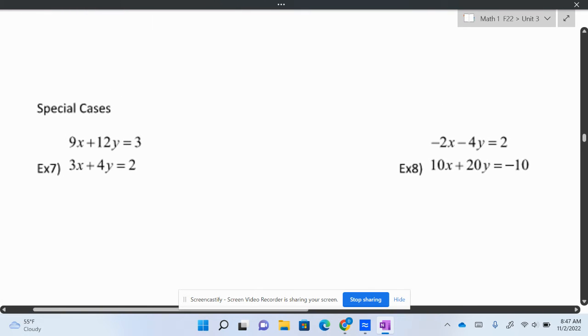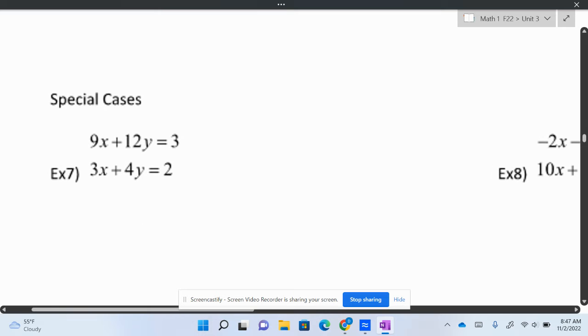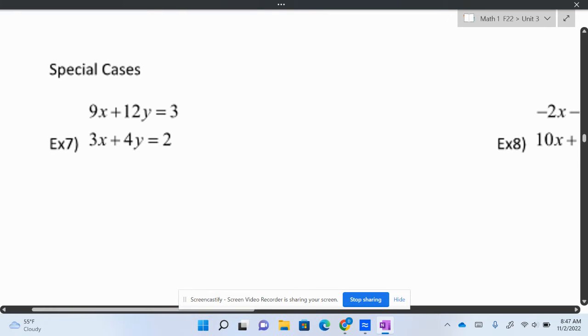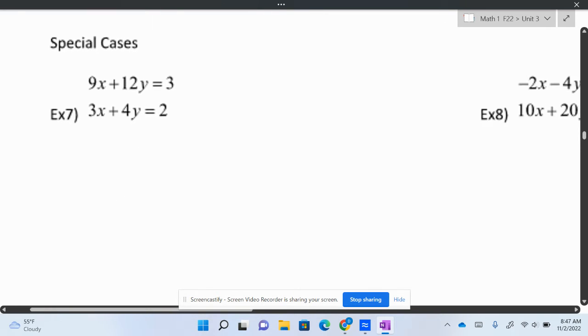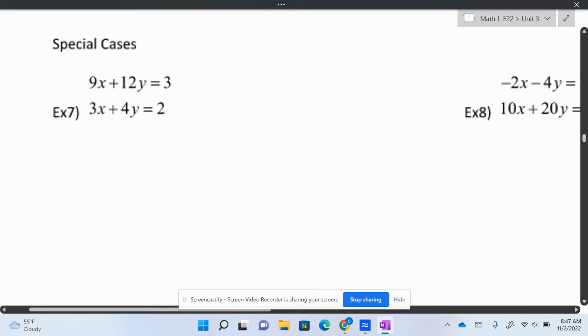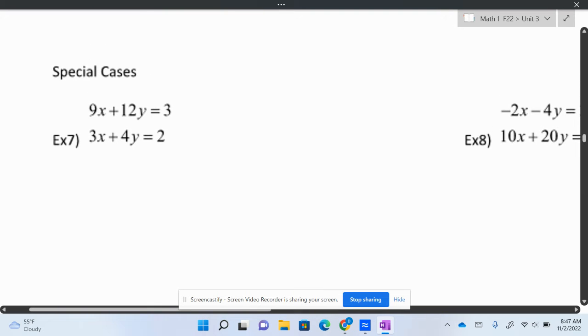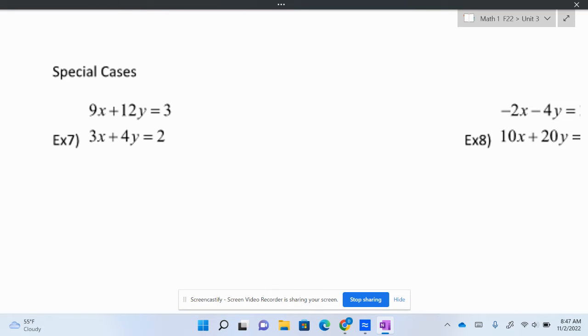So these are called special cases, probably because something weird's going to happen, right? Whenever I feel like the term special in math takes away anything fun out of it. Special just means weird. It's going to be challenging, right? So just know that ahead of time. We call it special, but really it means it doesn't follow the rules.